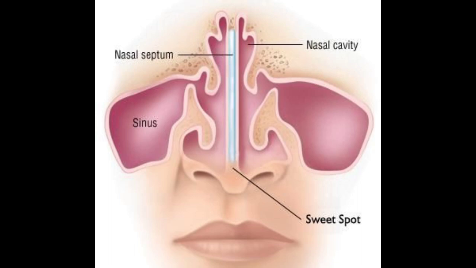Behind the nasal passages, there are nasal cavities, which are hollow spaces in the skull. These cavities are divided by a thin wall called the nasal septum. The nasal cavities are lined with blood vessels that help warm the air as it passes through.